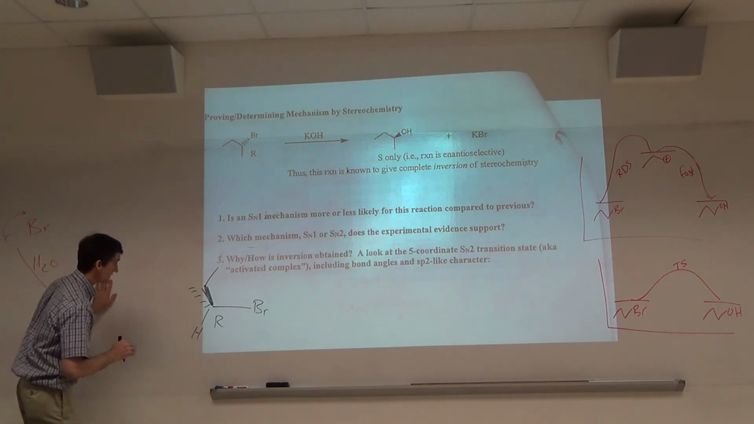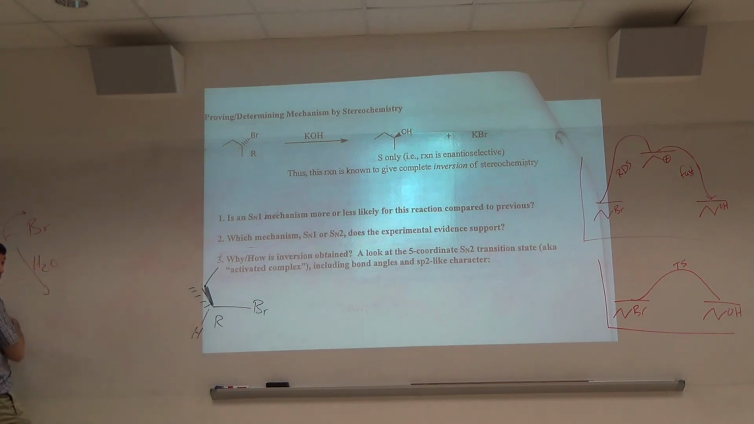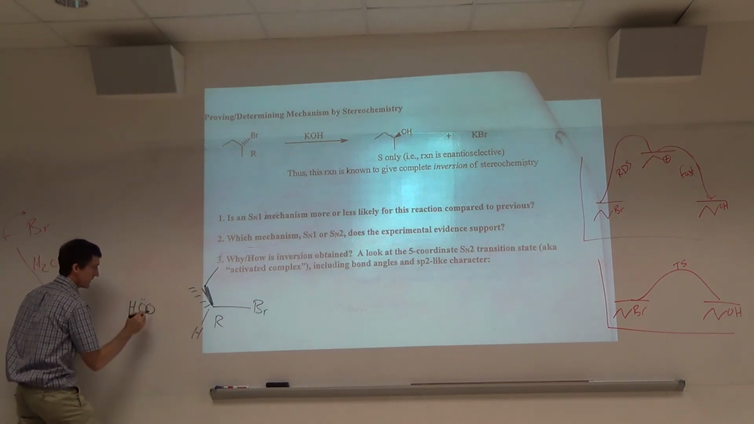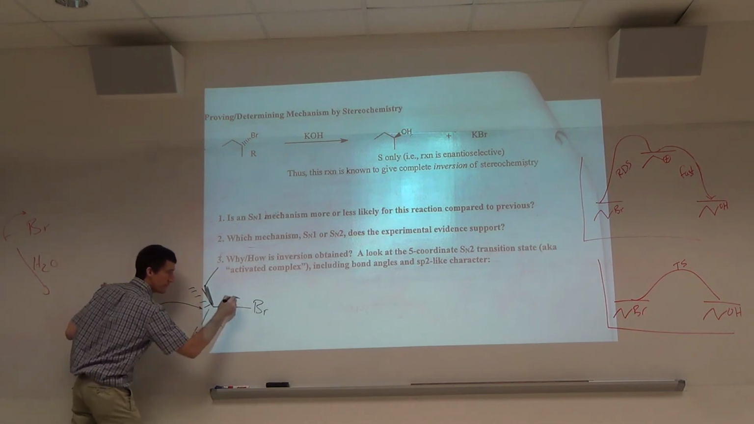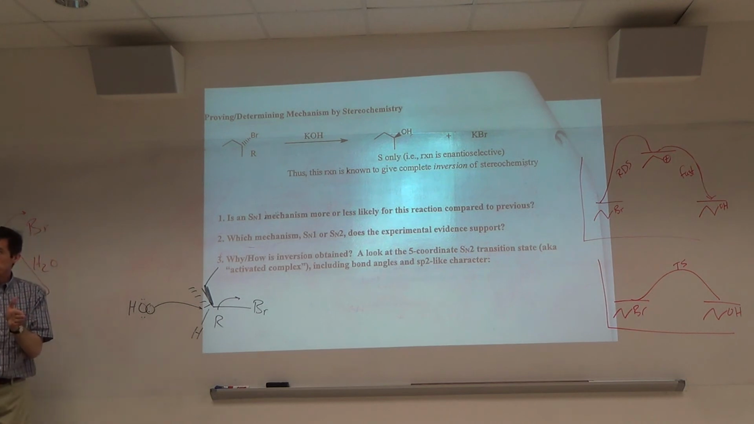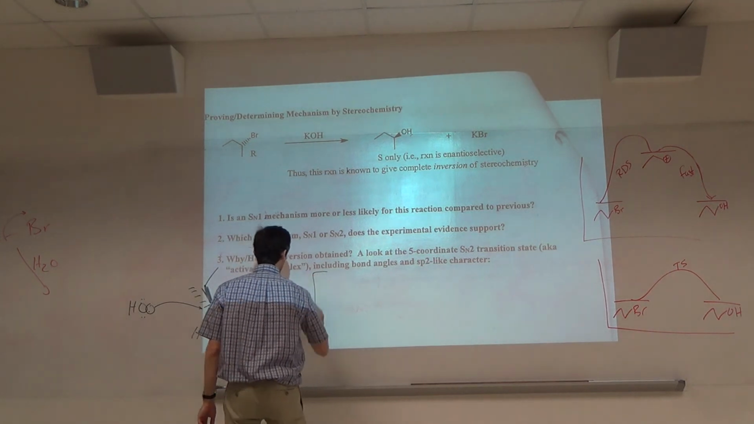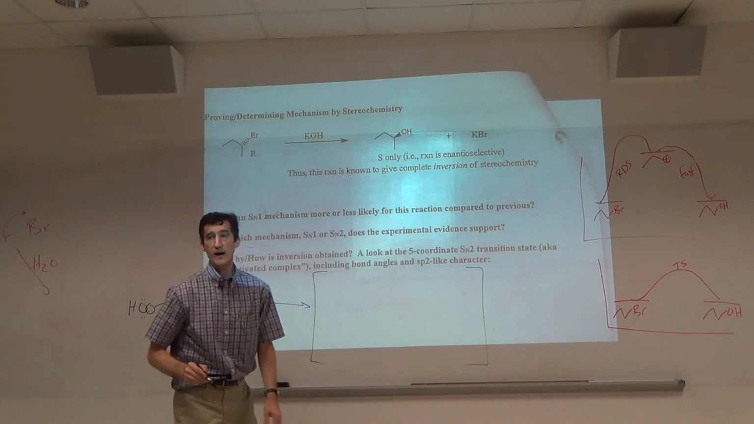Now how does the hydroxide come in? If the bromine is there, hydroxide comes in over here, opposite. So hydroxide comes in over here. And as it comes in, this bond breaks. And that's the transition state. But let's draw the transition state. Okay? Sometimes transition states are put in brackets.